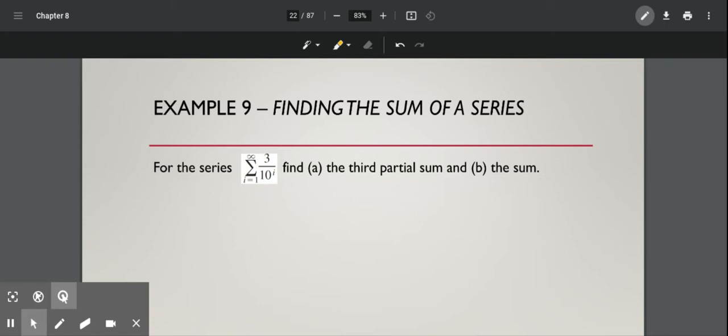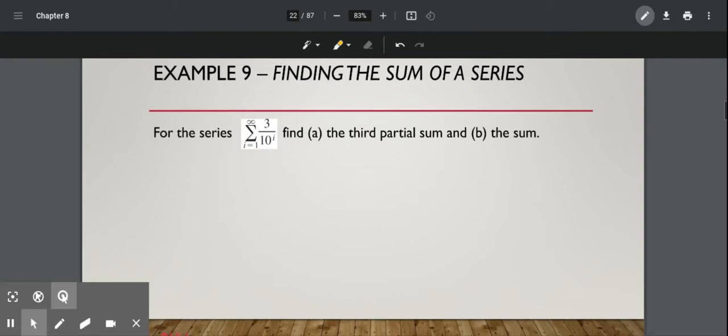So if we're multiplying to get our next term, we can use our formula for it. If we're not, then we just have to look at patterns. So for this first one, for the third partial sum, for part A, that really means we're adding, as i goes from 1 to 3, of 3 over 10 to the i. So on that one, we're adding 3 over 10 to the 1 plus 3 over 10 to the 2 plus 3 over 10 to the 3.